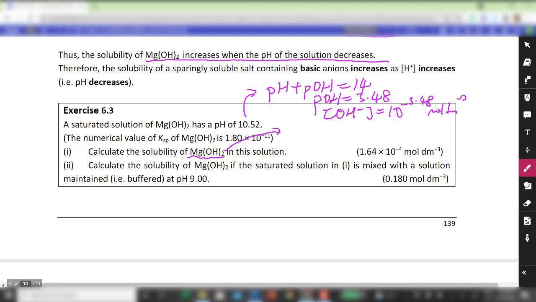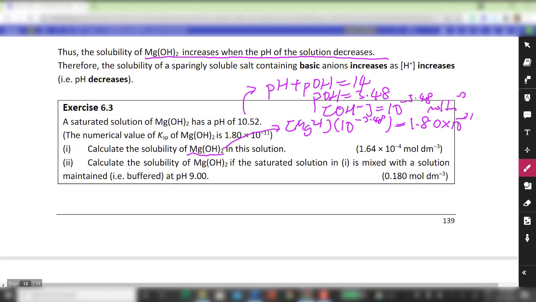Okay, how do I do that? Basically, I just put in Mg2 plus, and then I put in 10 to the power minus 3.48, and I equate it to the Ksp, which is given to be 1.80 times 10 to the power minus 11. Sorry, I need to square this because it's Mg(OH)2. So from here I can calculate the concentration of Mg2 plus. I believe it should be 1.64 times 10 to the power minus 4 moles per dm cube.